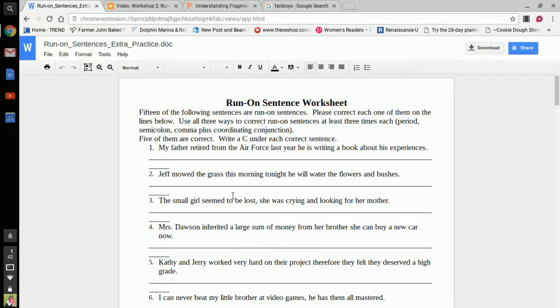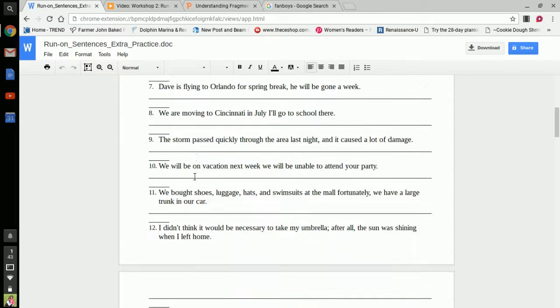5 of them are correct. If it's correct, just put a C next to that number. So look at the first one. My father retired from the Air Force last year. He's writing a book about his experiences. That is a run-on. How would you correct that? And you would rewrite the sentence. So yes, you have to rewrite all of the sentences unless they're correct. So 5 of them you will not have to rewrite. Let's go down.